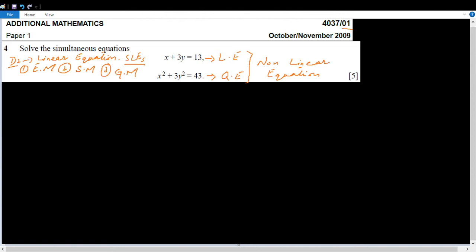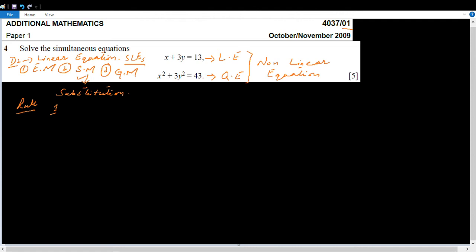So when we solve nonlinear equations, we use substitution method. We are going to focus on substitution method. When we use substitution method, there are rules which we are supposed to follow. Whenever you are solving simultaneous linear equations, or you are solving nonlinear equations, the rules are same.